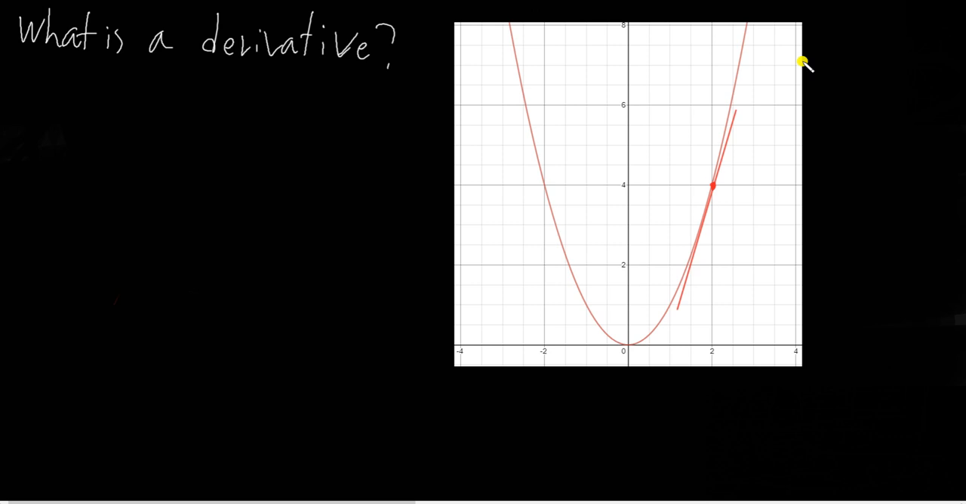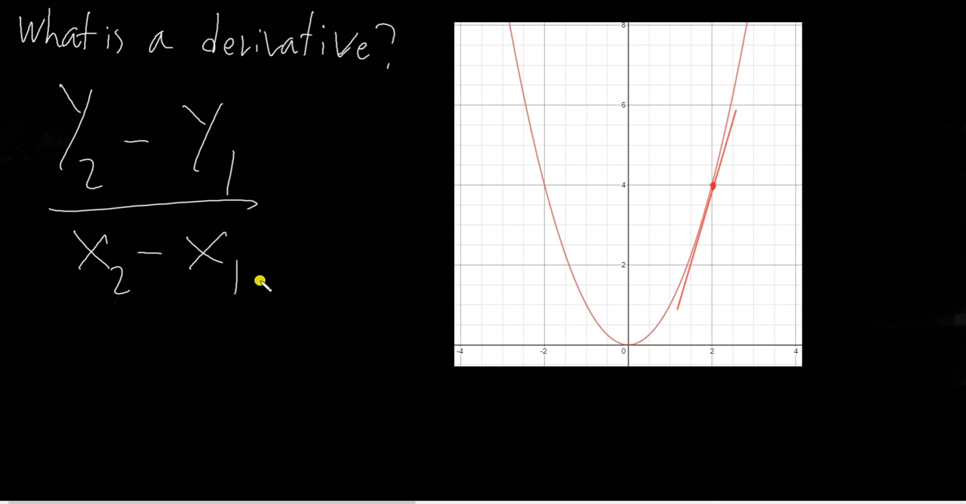Remember how the slope formula is y2 minus y1 over x2 minus x1? Well, we can't really figure out the slope of this tangent line in that way because we only have one point on the graph here, right? We can't really plug in the same point because then we'll get 0 over 0. It's not going to work, right? So how do we figure out the slope of the tangent line using only one point? Well, here's what we're going to do, okay?